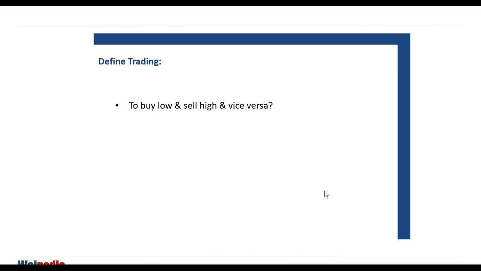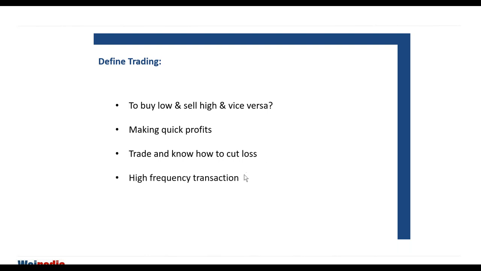Okay, we don't have much time. I'm going to give you the answers that I have registered in past classes. Some will say it's buy low, sell high, or vice versa. Some will say defining trading is about making quick profit. Some will say trade and know how to cut loss. And some will say it's high frequency trading and a lot.